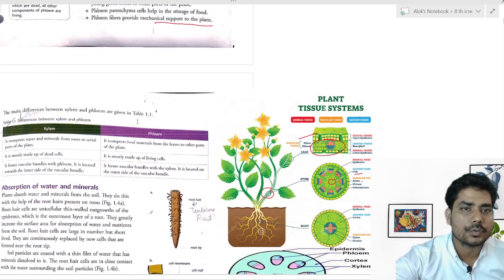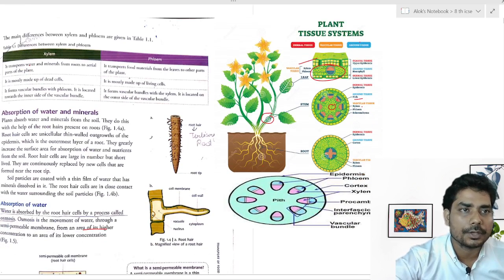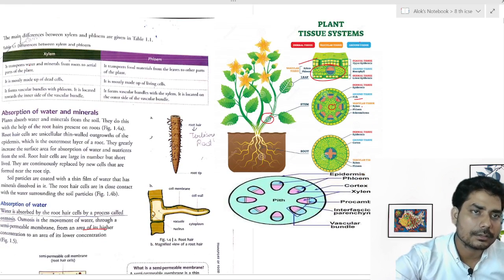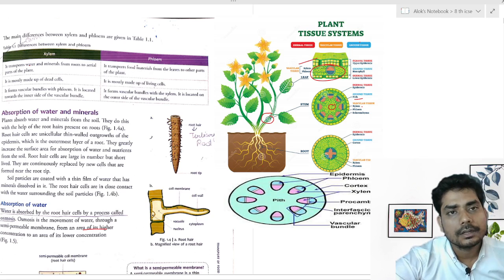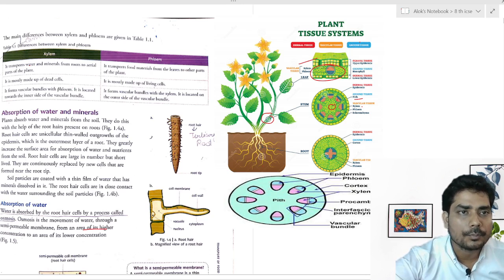What is the difference between xylem and phloem? So the main difference is xylem transports water and minerals from the roots to the various aerial parts of the plant. Similarly, phloem transports food materials from the aerial part of the plant to all parts of the plant. Xylem moves in only one direction, phloem moves in multiple directions. Xylem is made up of mostly dead cells, phloem is made up of mostly living cells.